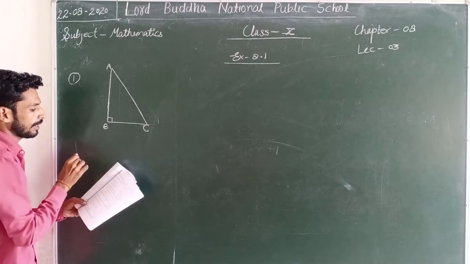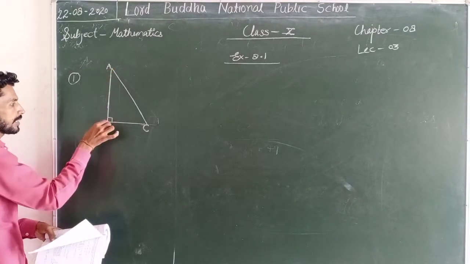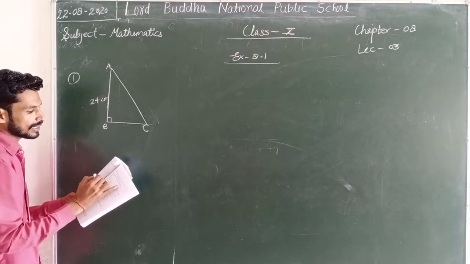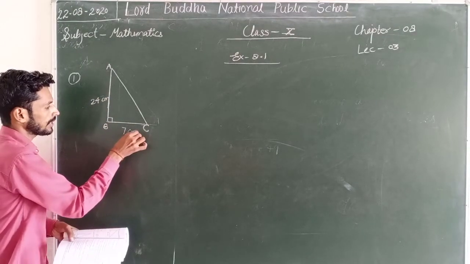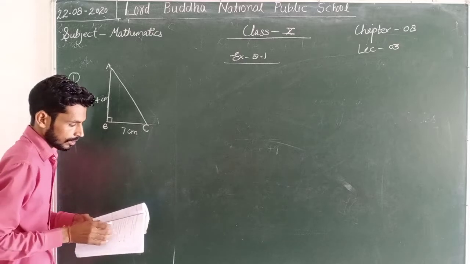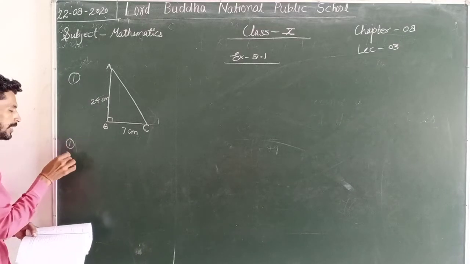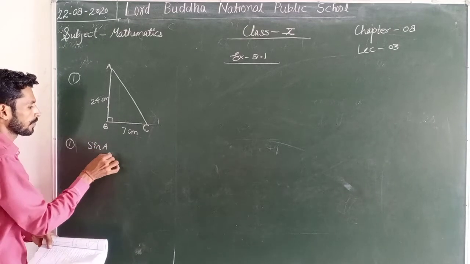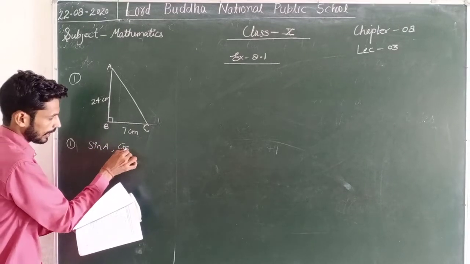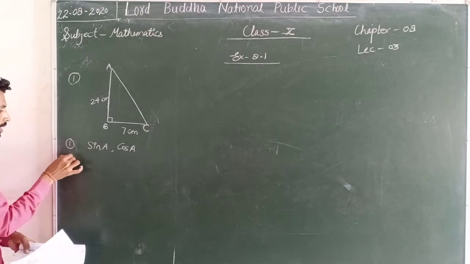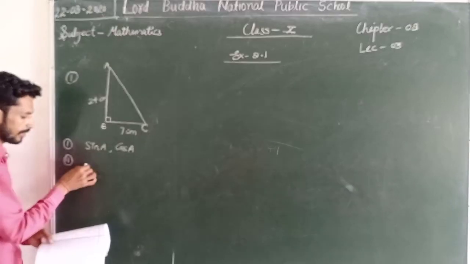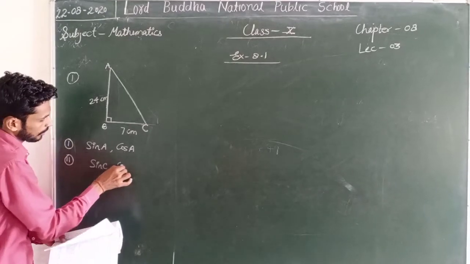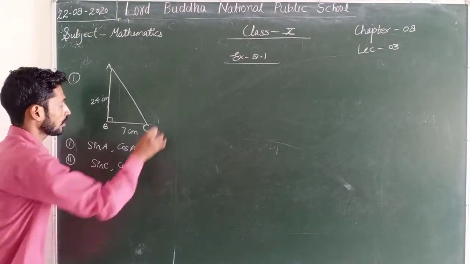In this triangle AB equal to 24 centimeter and BC equals to 7 centimeter. So the first question is determine the value of sin A and cos A. The second question is further determine sin C and cos C.